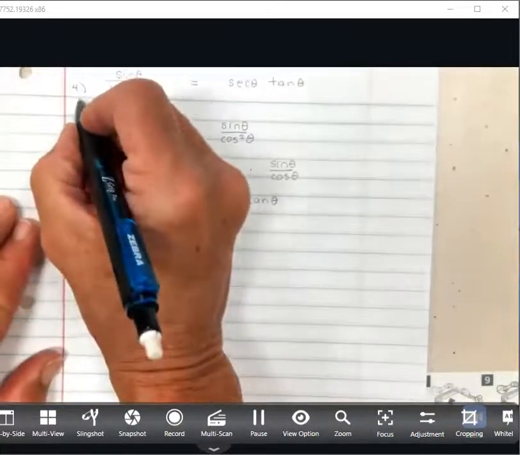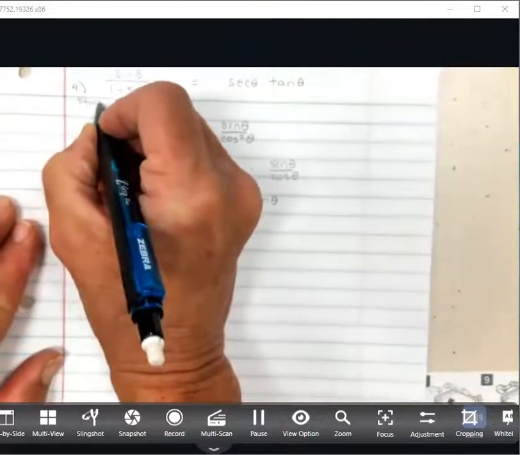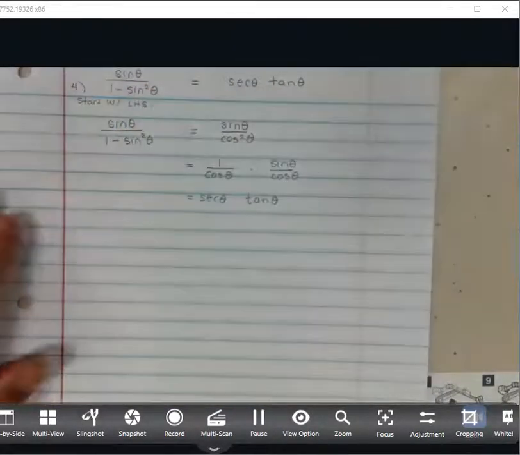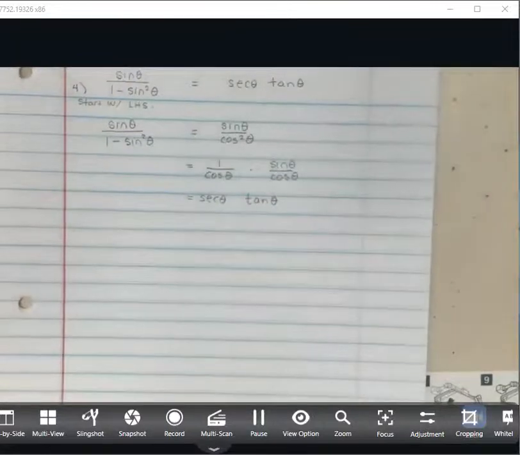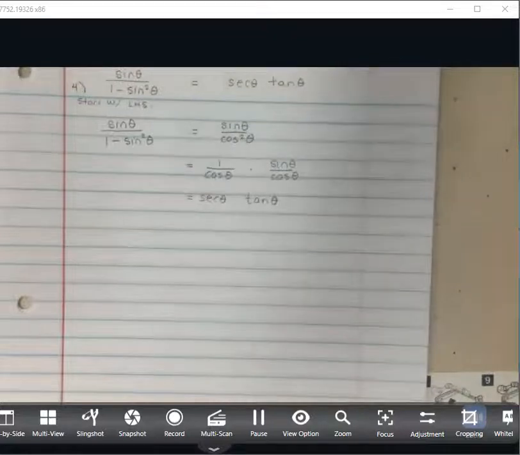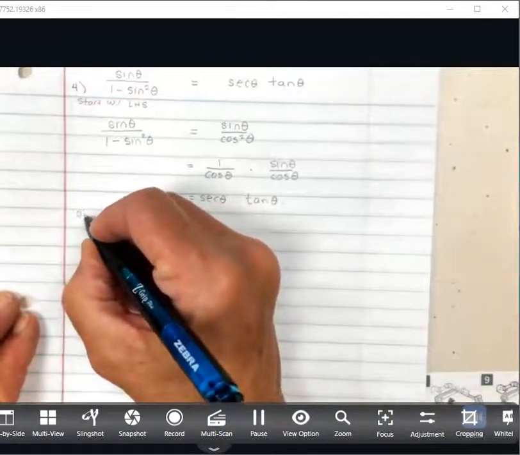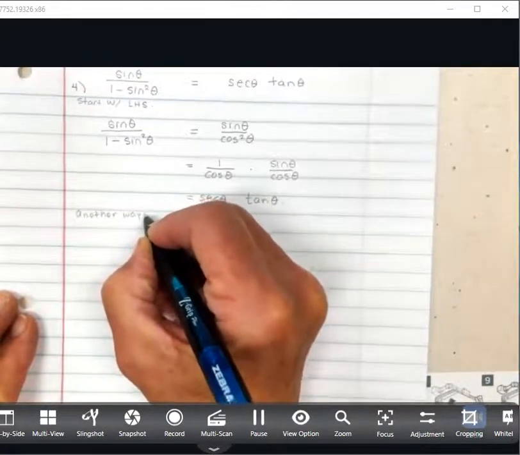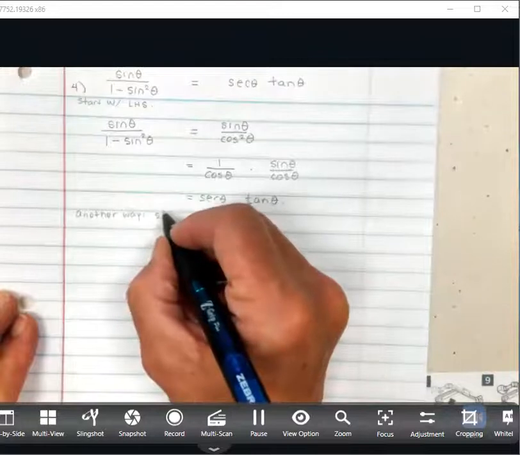Okay, so right up here, I'm gonna start with the left-hand side. You could. What if we'd done it? Let's go ahead and do it the other way. Another way. Let's start with the right-hand side.